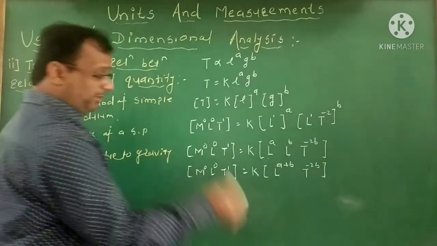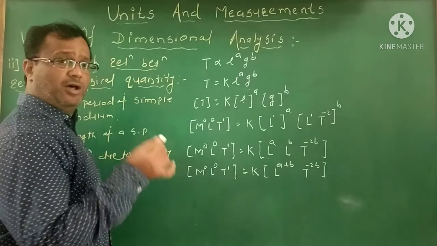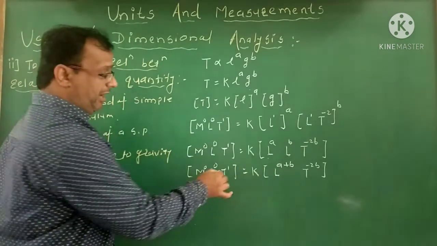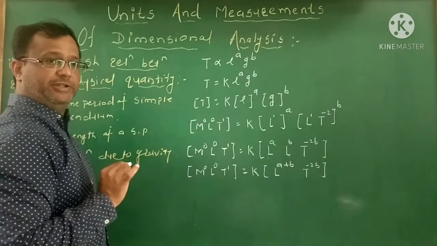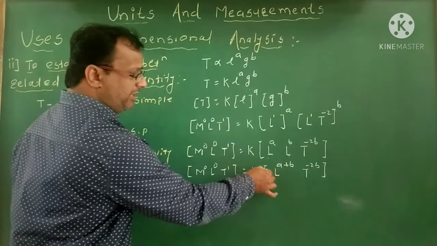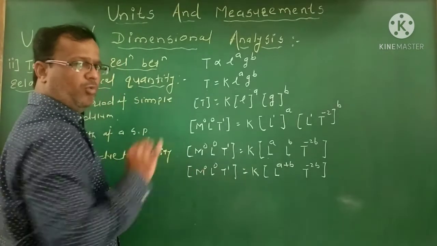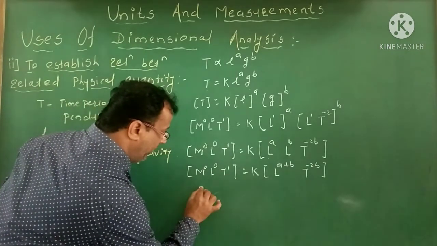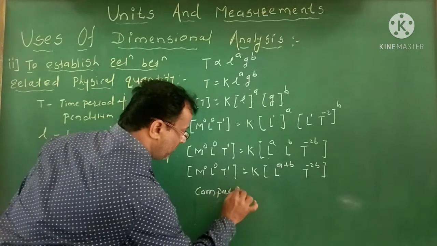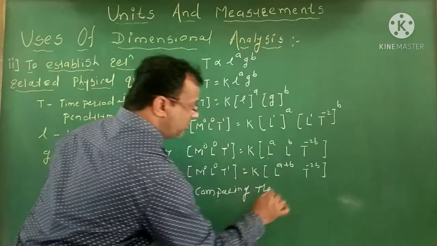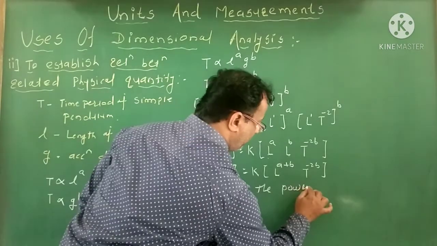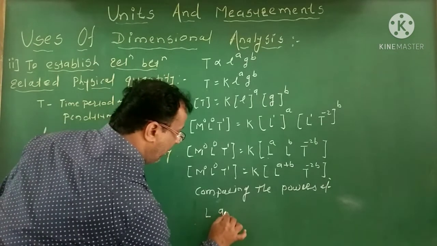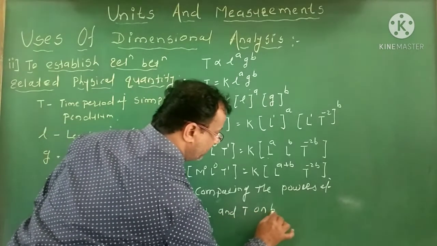Now after that we want to compare the power of M on both sides, the power of L on both sides, and the power of T on both sides. Here we cannot get n, so avoid that. Then here the power of L is 0. Comparing the powers of L and T on both sides.